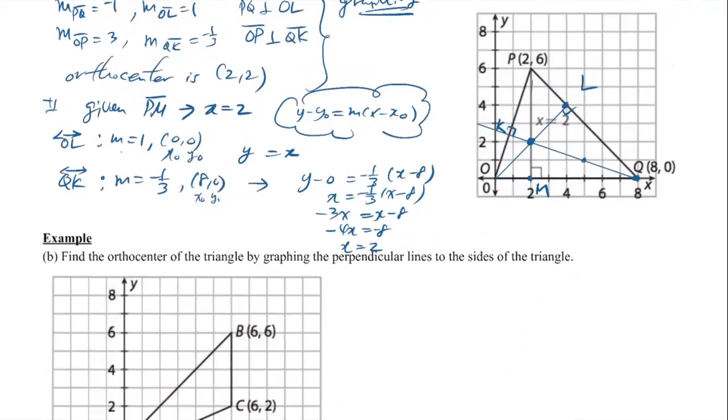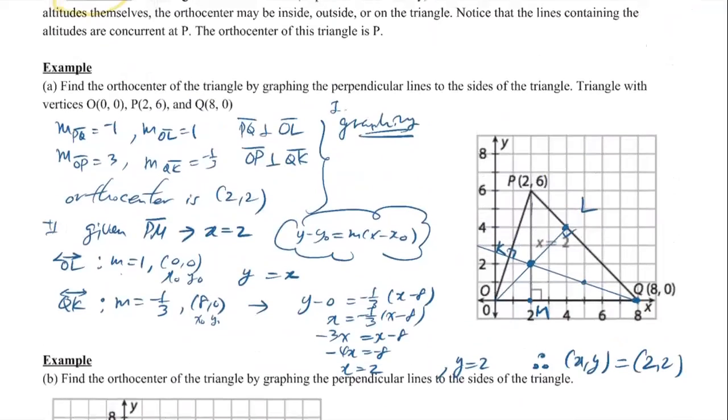Plugging that back into this equation right here, guys, the x and y have to be the same value. Therefore, (x, y) is (2, 2). So the intersection is (2, 2). All right, guys? Good. Bringing back the old Algebra 1.